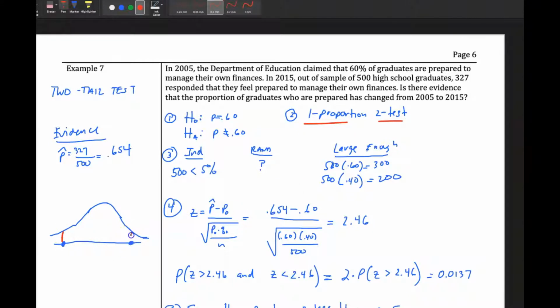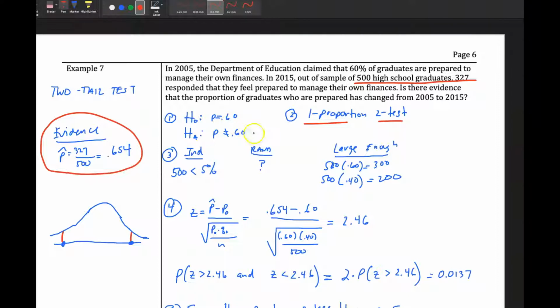And what we're looking at here is from this data here, 60% of graduates are prepared to manage their finances. That was a claim in 2005. In 2015, we asked 500 high school graduates, and then we find out 327, right? So the sample data now shows us that it's 65.4%.